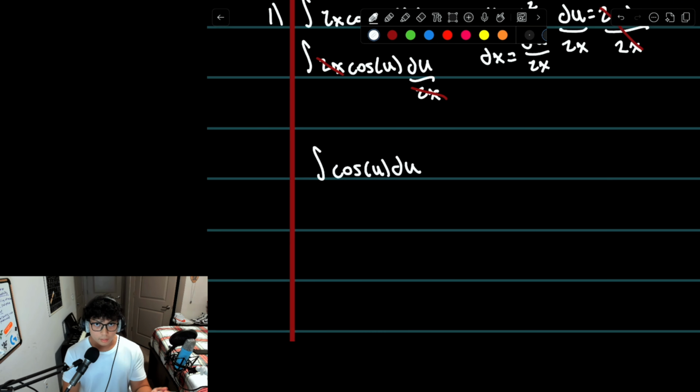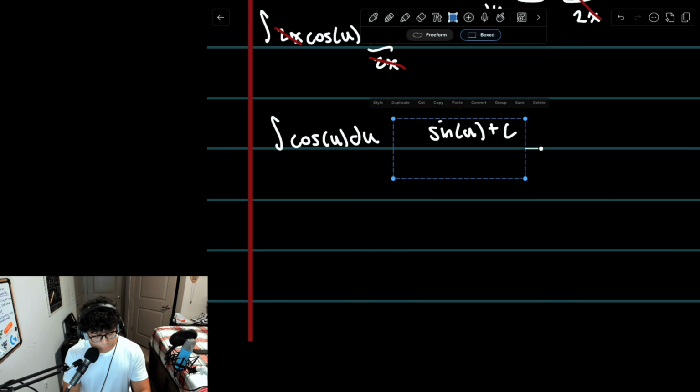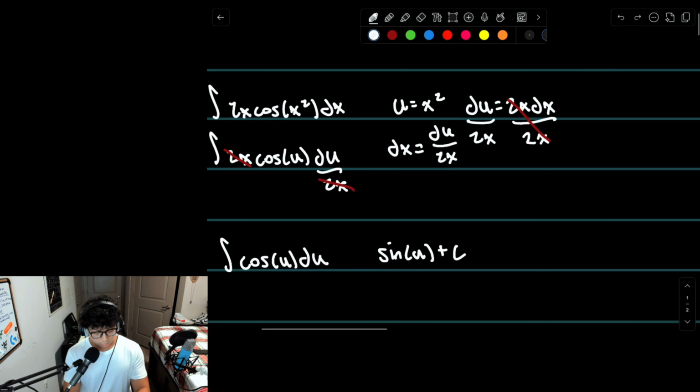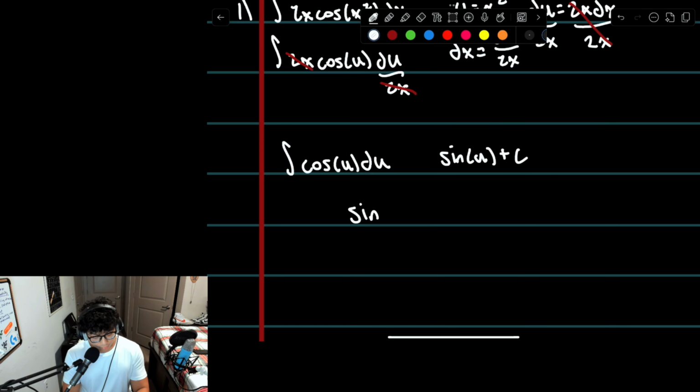We then know that the integral of cosine is sine of u plus c. And it looks like we're done, but we're not. We still need to do something with this u, which is just to substitute it, again, with x squared. So now we have sine x squared plus c. And we're done.